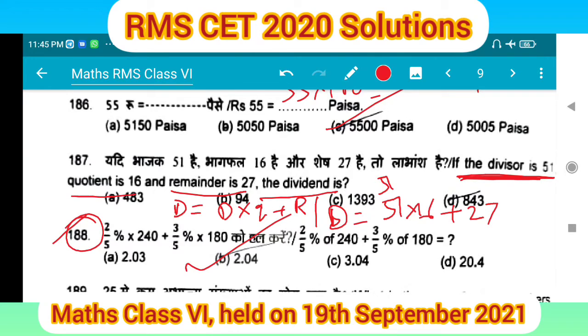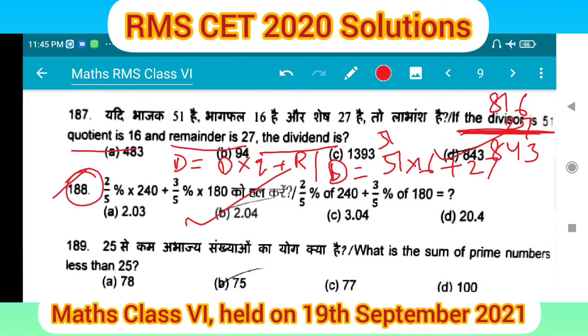16 1s are 16, 16 5s are 80, 80 plus 1 is 81, plus 27 is 843. So the answer is 843. This is the solution for this question.